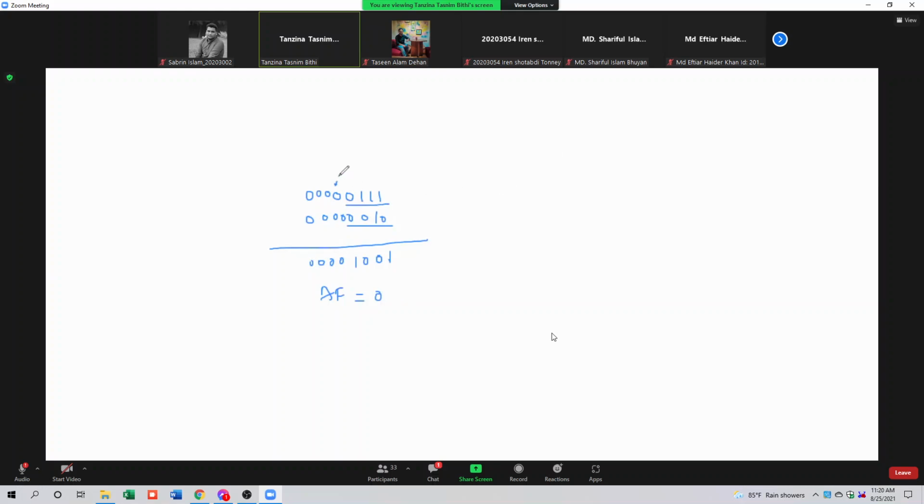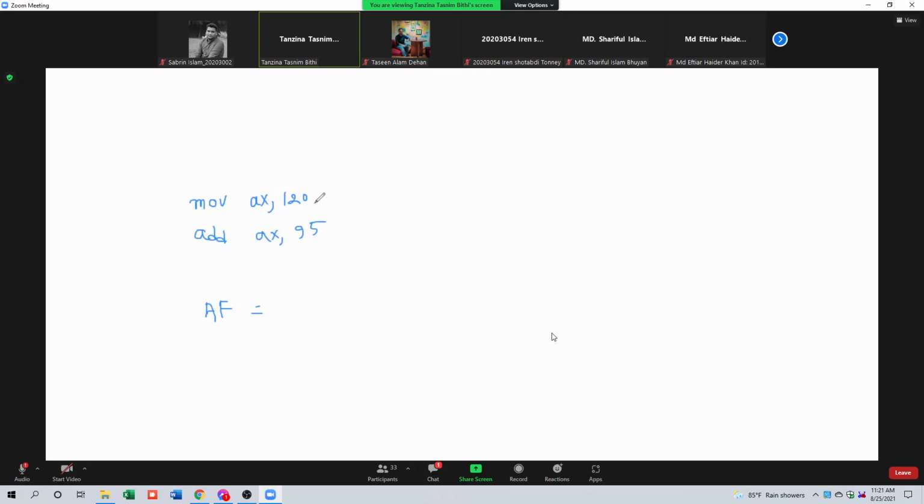So this is for an 8-bit register. What about a 16-bit register? Suppose the instruction is MOV AX, 120 and ADD AX, 95. Now find out the value of the auxiliary flag register. AX is a 16-bit register, and remember that we always consider the low order 4 bits.